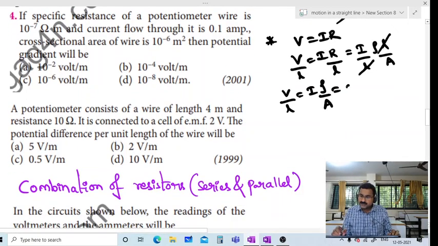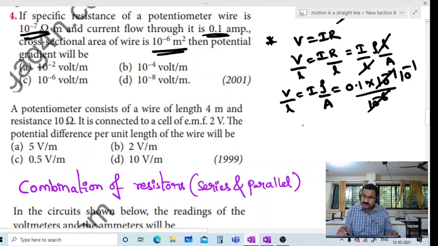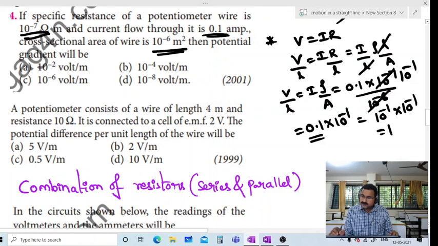What value have they given? 0.1. What is the rho value they have given? Specific resistance, 10 power minus 7. See that one: 10 power minus 7, 0.1, and the area of cross-section is 10 power minus 6 only. So the 10 power minus will cancel. 0.1 into 10 power minus 1, meaning what is that? 0.1 you can write as 10 power minus 1 only, no? That is 10 power minus 2 volt per meter. That is the first option.